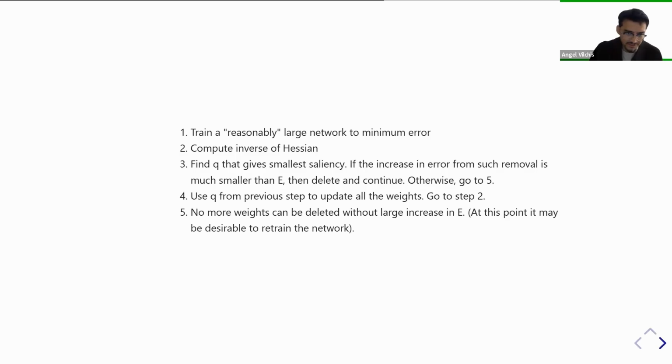The difference with this compared to Optimal Brain Damage is that in Optimal Brain Damage we have all the saliencies and we just remove whatever amount we want. This one we remove one weight at a time and we update the weights. So that's another difference: once we remove a weight, we have a way to update all the other weights without retraining.